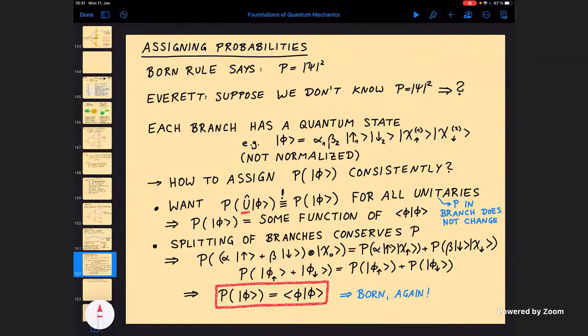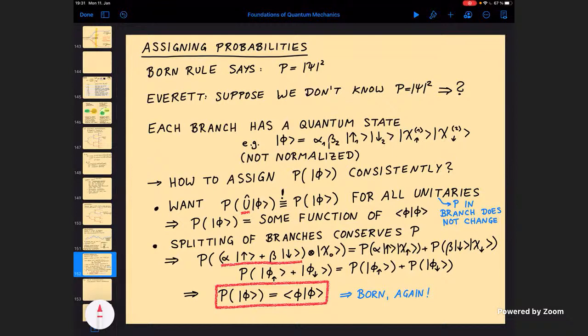Now, the next thing is what happens when I split the branches. And again, I should conserve probability. If I'm already in a branch with 50%, and now I split this branch into further two branches by another measurement, these probabilities should add up to the original 50%. So the situation we have is that before the splitting, I have, say, a superposition like this, alpha up plus beta down times chi zero. Afterwards, I have alpha up times chi up, and beta down times chi down. And the overall probability should be conserved. So the left-hand side should be the sum of the terms on the right-hand side.